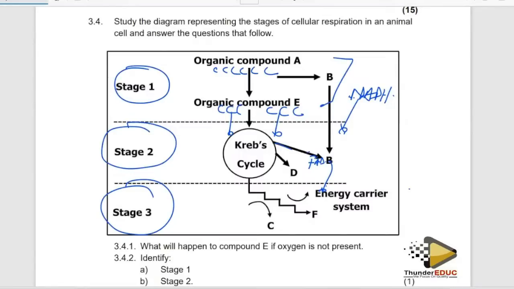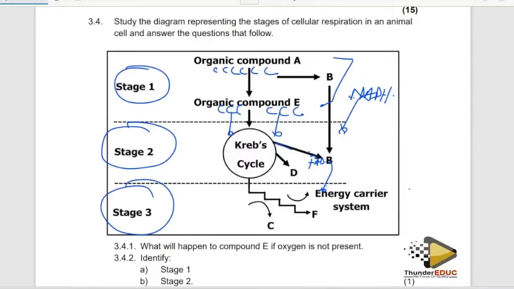Once this molecule enters, it undergoes a series of reactions. And then you have the energy carrier system, that is the electron transport system. So energy is being released. Whenever one molecule goes to another, energy is released. One molecule to another, energy is released.